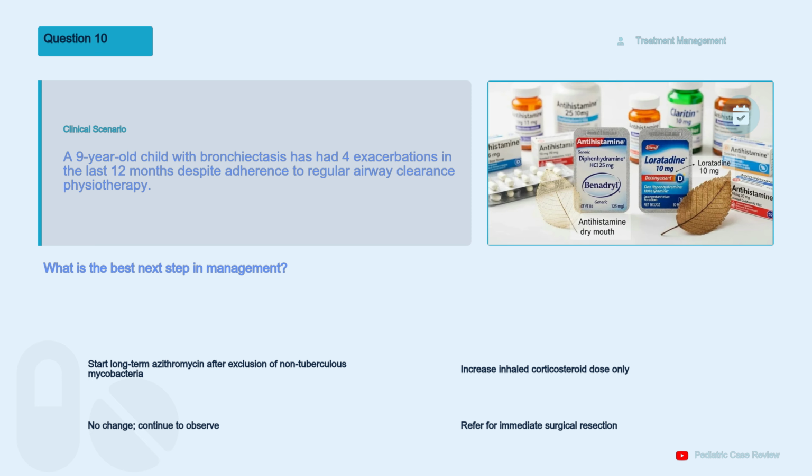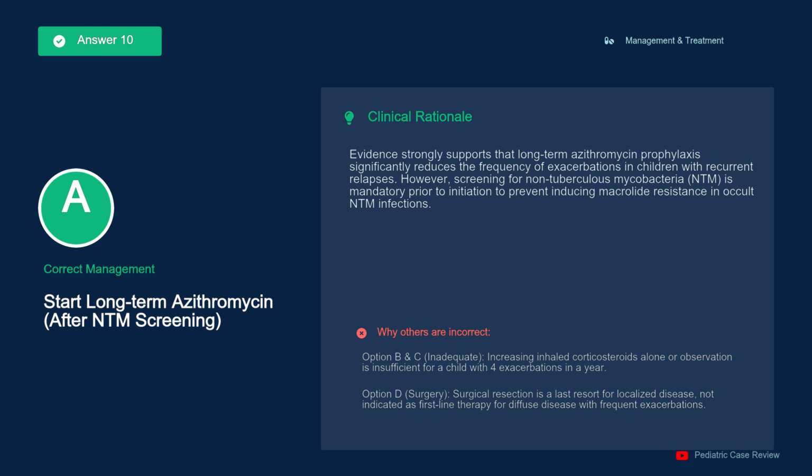Frequent exacerbations despite optimal management require consideration of prophylactic strategies. Evidence supports specific interventions for reducing exacerbation frequency. The correct answer is A, start long-term azithromycin after appropriate screening for non-tuberculous mycobacteria. Strong evidence from randomized controlled trials demonstrates that long-term azithromycin prophylaxis reduces exacerbation frequency in children with frequent relapses. The mechanism involves both antimicrobial effects and anti-inflammatory properties.